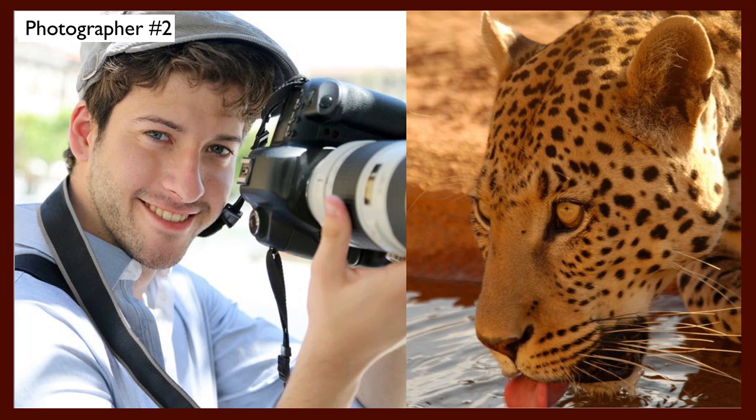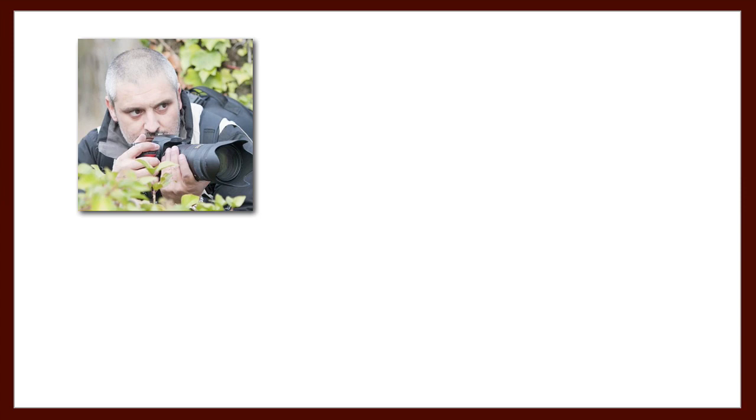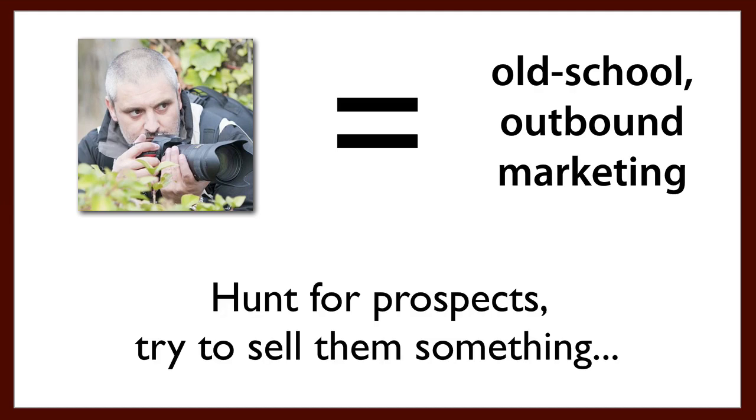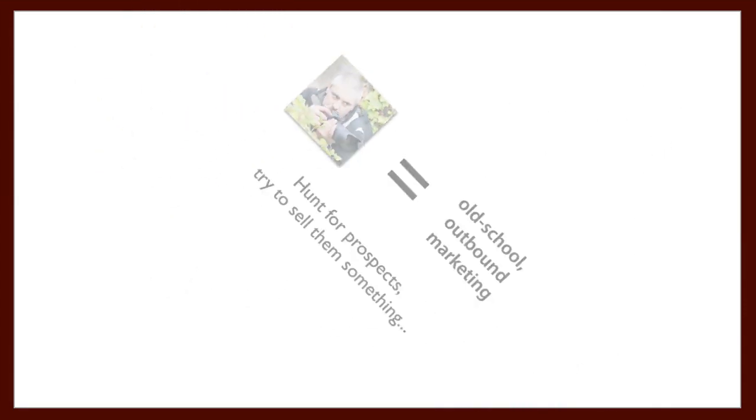Now, if you're wondering what this story has to do with internet marketing, let me explain. The first photographer who went hunting for a leopard represents old-school outbound marketing. In this scenario, you hunt for prospects, and as soon as you find a lead, you immediately try and sell them something. Unfortunately, all too often, as soon as your prospect realises that you're just trying to pitch them something, they disappear as quickly as a leopard dashing into the jungle.